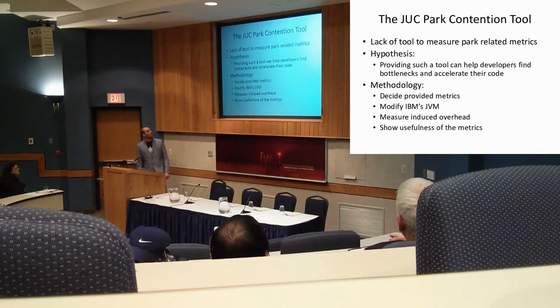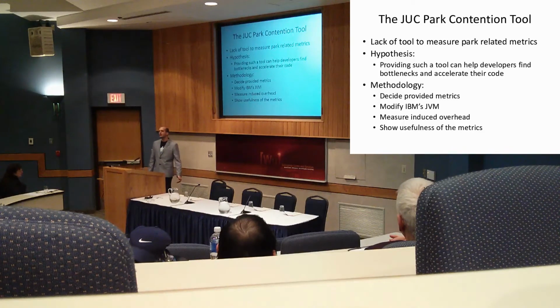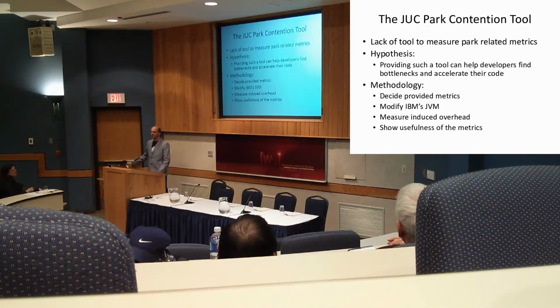We created a tool. We call it the JUC park contention tool. The motivation behind this is that there was no such tool embedded inside a JVM that could provide this kind of park-related metrics. So we formulated a hypothesis. This is science, right? So we had to follow a scientific method. And the hypothesis is: what if we had such a tool? Would this provide us with the opportunity to find bottlenecks and consequently accelerate our code? Well, finally we'll see that our hypothesis was confirmed. But let's not jump to conclusions yet.